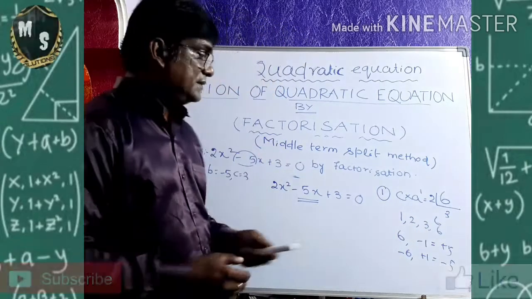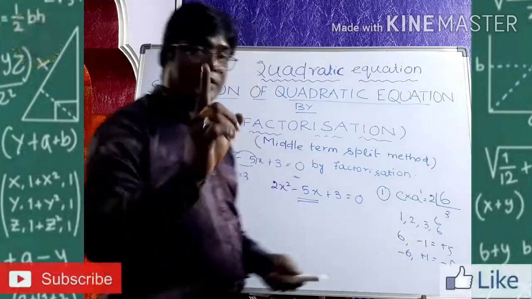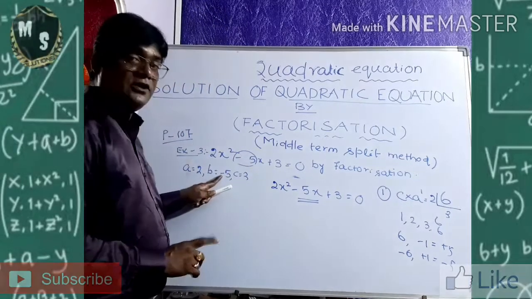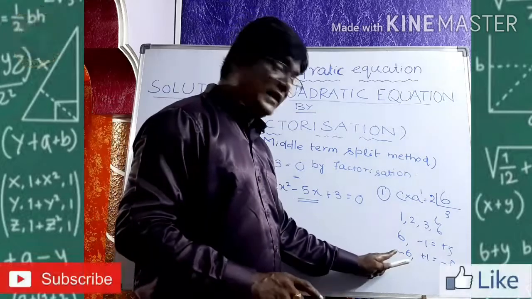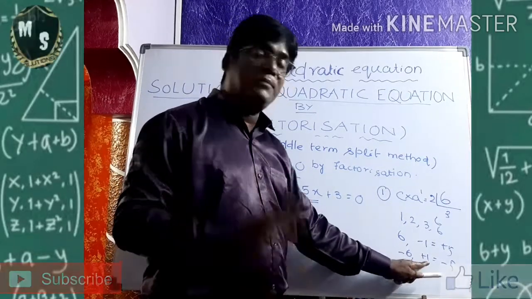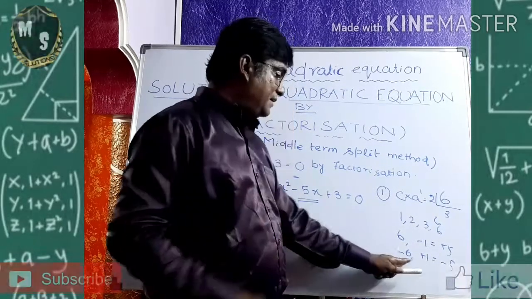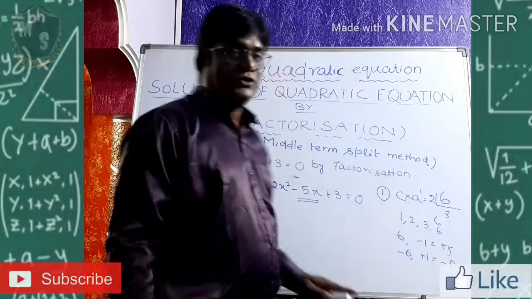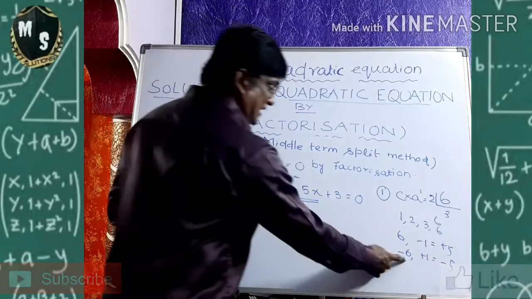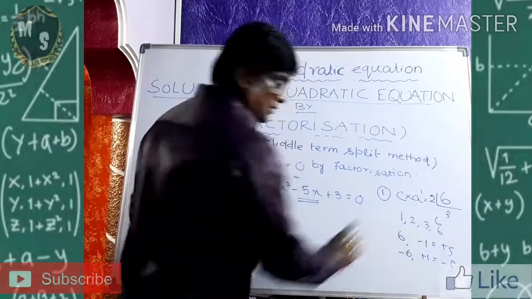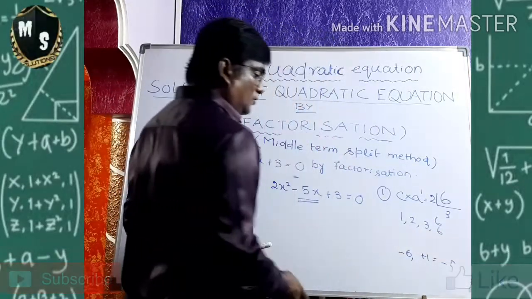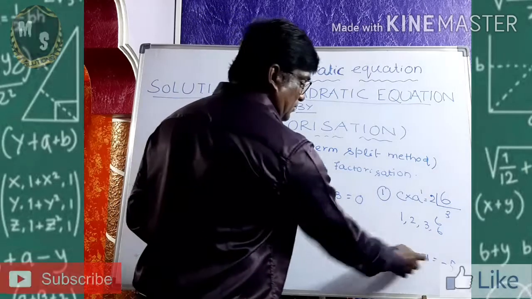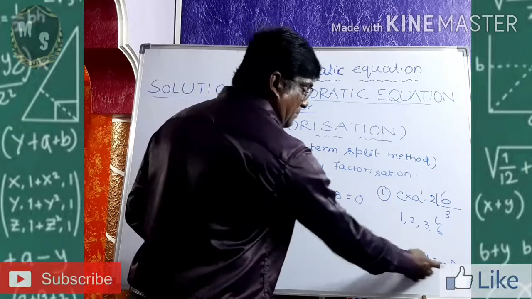Some students will say, sir, why not 6 minus 1? Because your B sign is negative. So the big number will be in negative sign and the small number will be in positive sign, by which when you add them, you will get minus 5. So it satisfies these two numbers, minus 6 and plus 1. When you add them, you get minus 5.